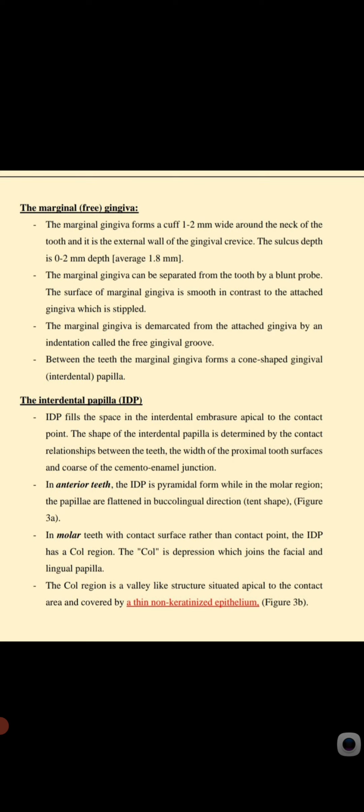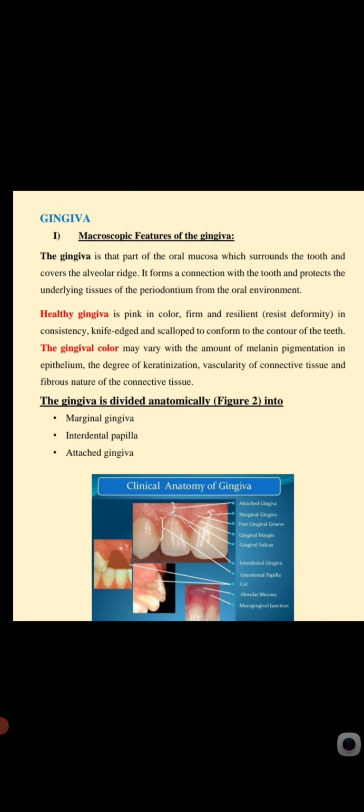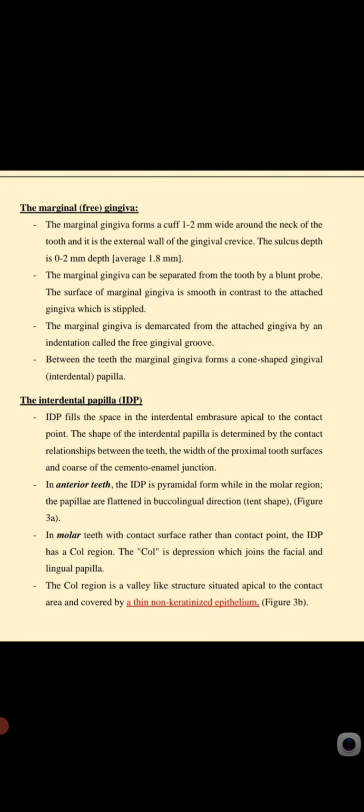The marginal gingiva forms a cuff of 1 to 2 mm. The normal sulcus depth averages 1.8 mm, from 0 to 2 mm depth. But in disease condition, it is always greater than 4 mm, which is known as a pocket. The marginal gingiva can be separated from the tooth by a blunt probe. Why is it known as free gingiva? Because it can be separated from the tooth by a blunt probe.